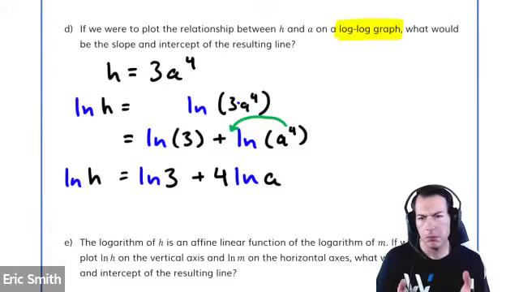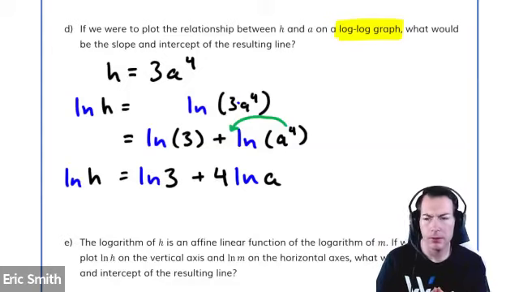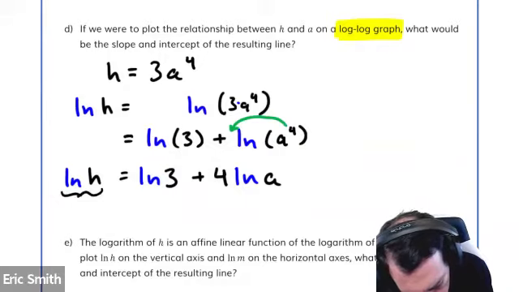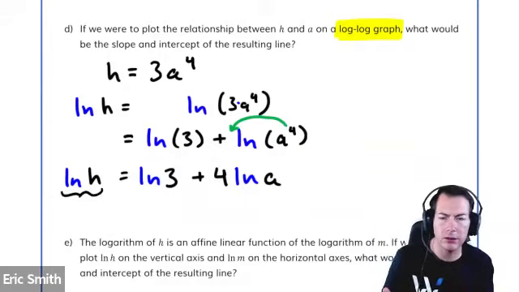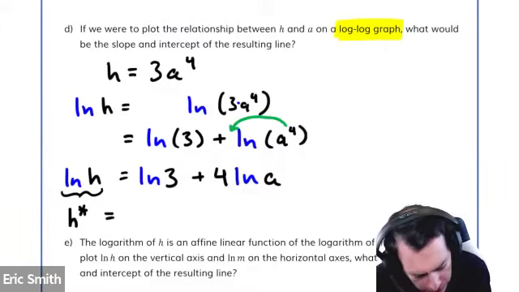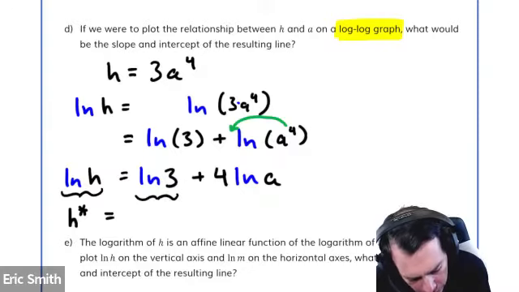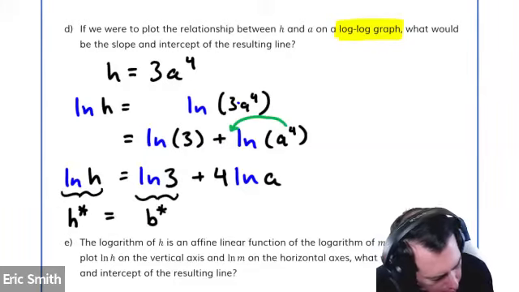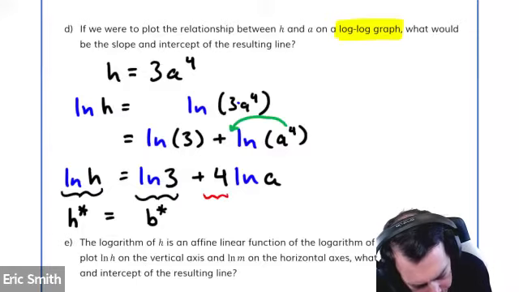So this is going to be a line. In our log-log space, though, we're going to have some brand new variables. So you're going to go through a renaming convention. Think of this natural log of h, our happiness. We could call this a brand new variable. We'll call this h star. The natural log of 3, this is really going to be our new intercept. I'm going to call this b star. The 4 here, that is going to be our slope.